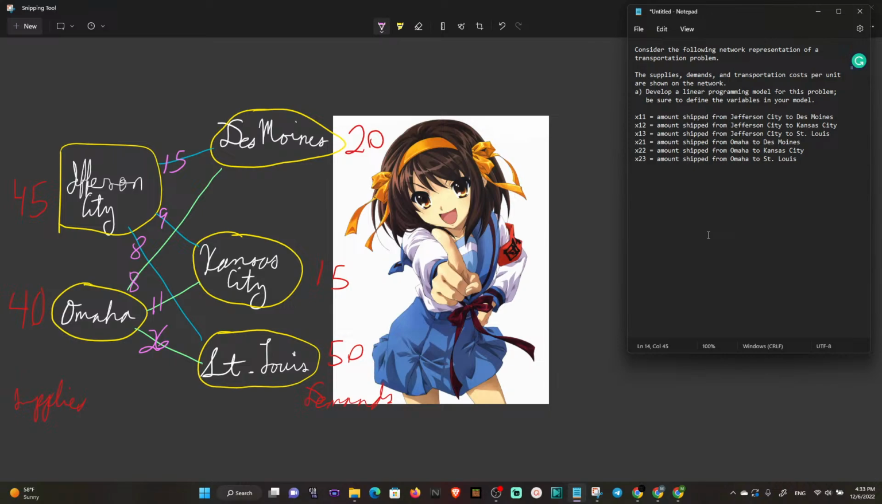So now that we're doing that, let us continue on. How would we create the objective function for this? The objective function.